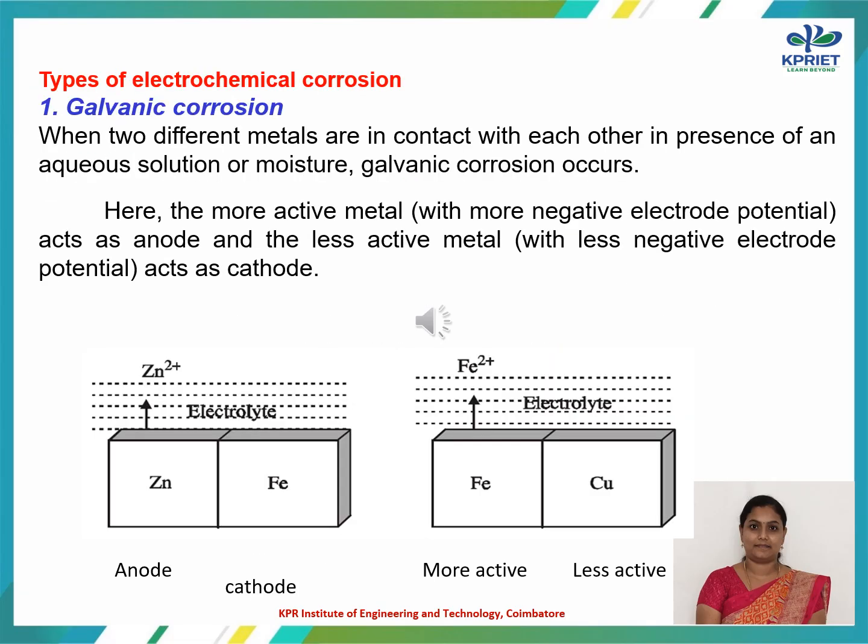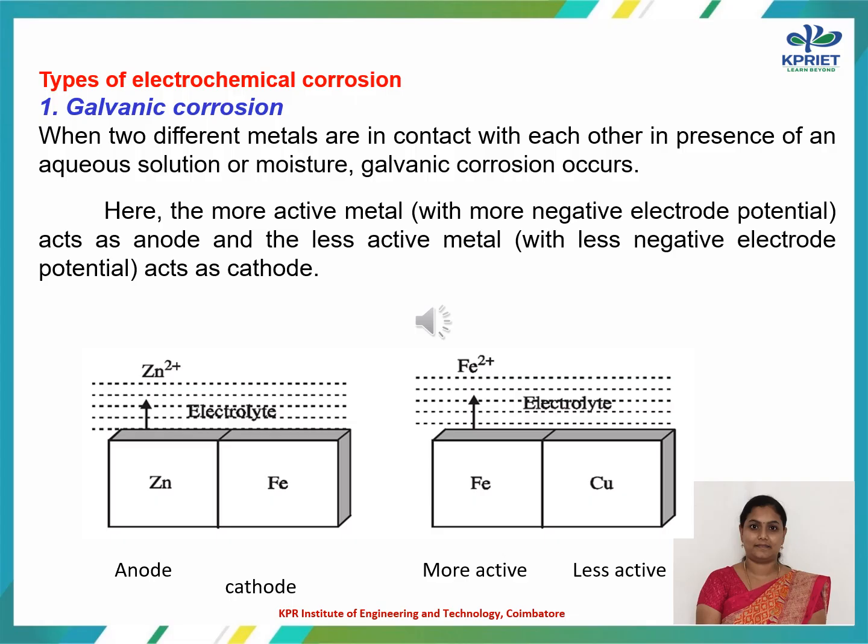In the previous slide, we were discussing two different types of corrosion, namely dry or chemical corrosion and wet or electrochemical corrosion. In the forthcoming slides, we will be discussing the types of chemical and electrochemical corrosion.